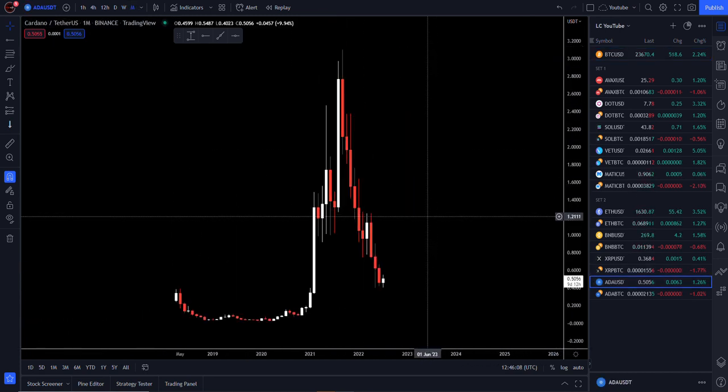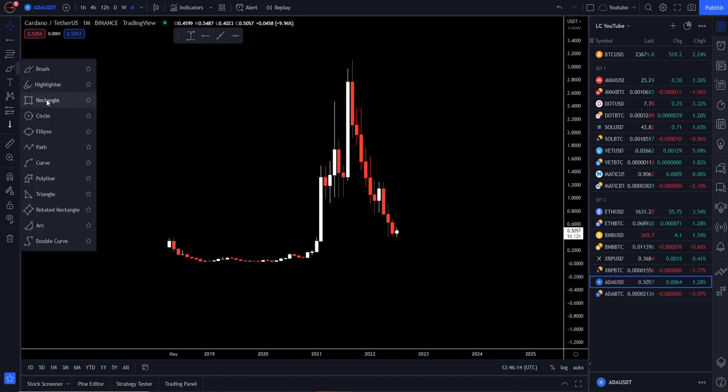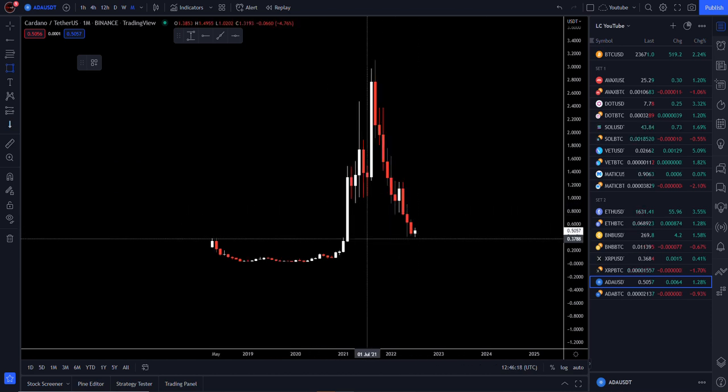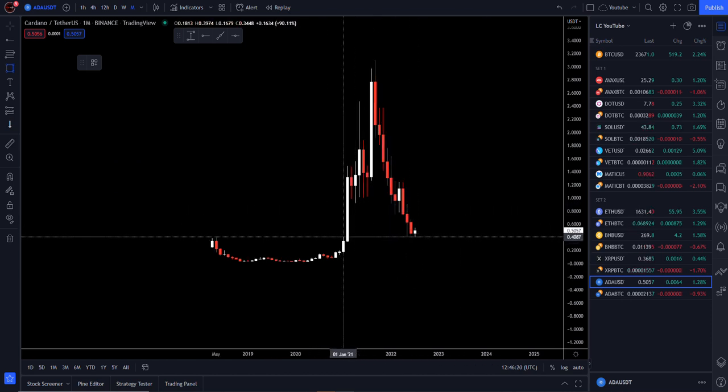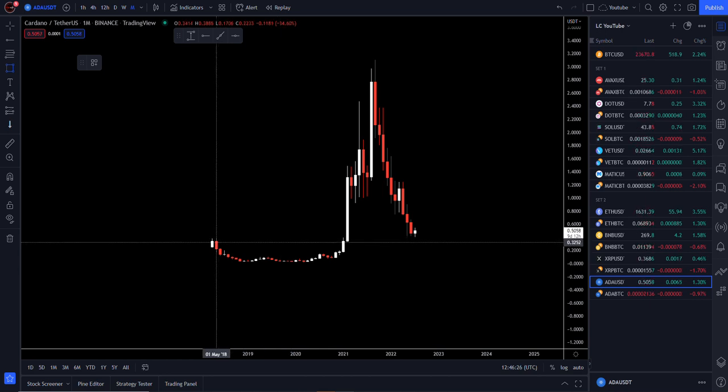So as always, we're going to start on the highest time frame, which is the monthly. We're going to get rid of our magnet, and we're going to get our rectangle tool. So straight away, I can see we're sat right on a monthly level of support here, around about 50 cents. So you can see the top of these candles back in May 2018, that's about 35 cents.